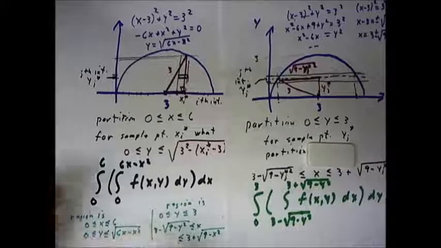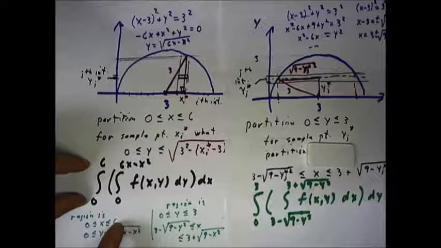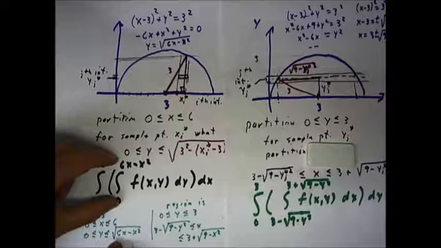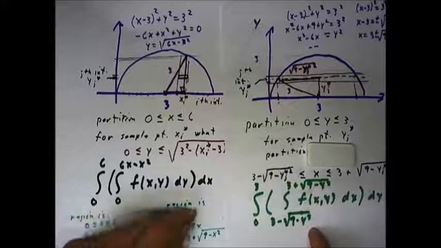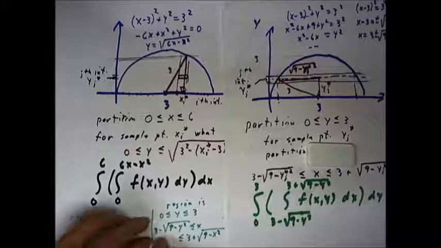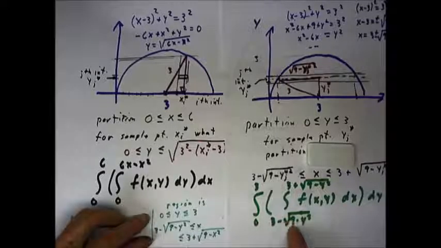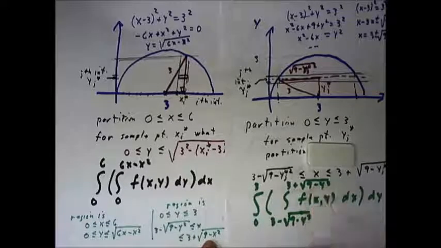This description leads to this integral, x going from 0 to 6, y going from 0 to the square root of 6x minus x squared. This description leads to this integral, y going from 0 to 3, x going from 3 minus the square root of 9 minus y squared to 3 plus the square root of 9 minus y squared.